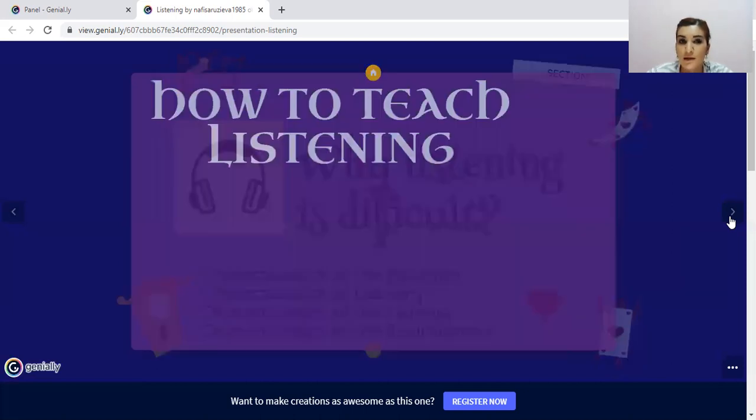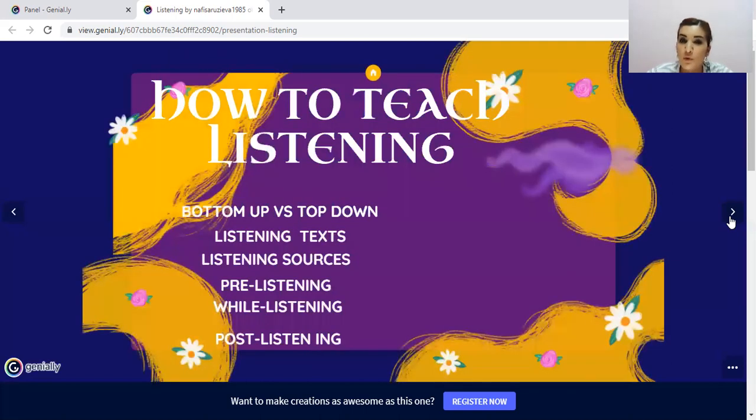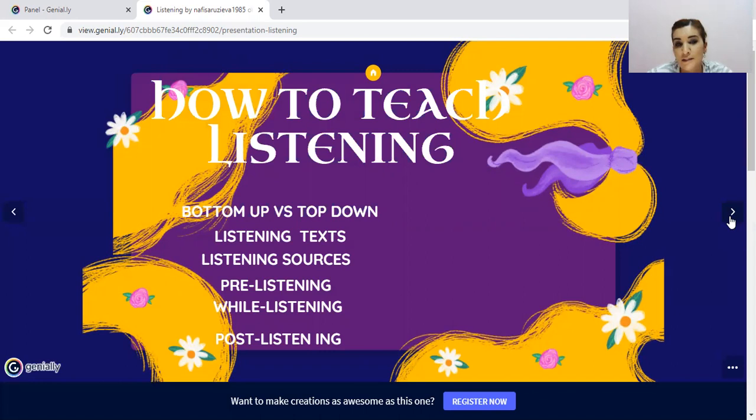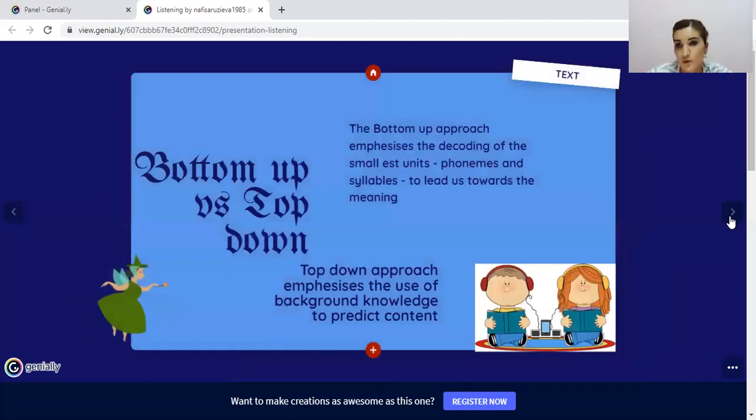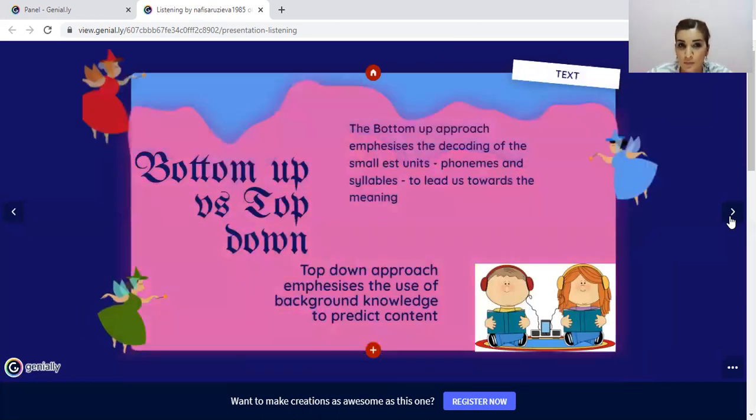The next one, how to teach listening. With the help of what kind of methods or techniques can we teach them? The first one, bottom-up and top-down approach. Then we should take into consideration the listening text, listening source, and of course activities like pre, while, and post listening activities. So let's look through them turn by turn.